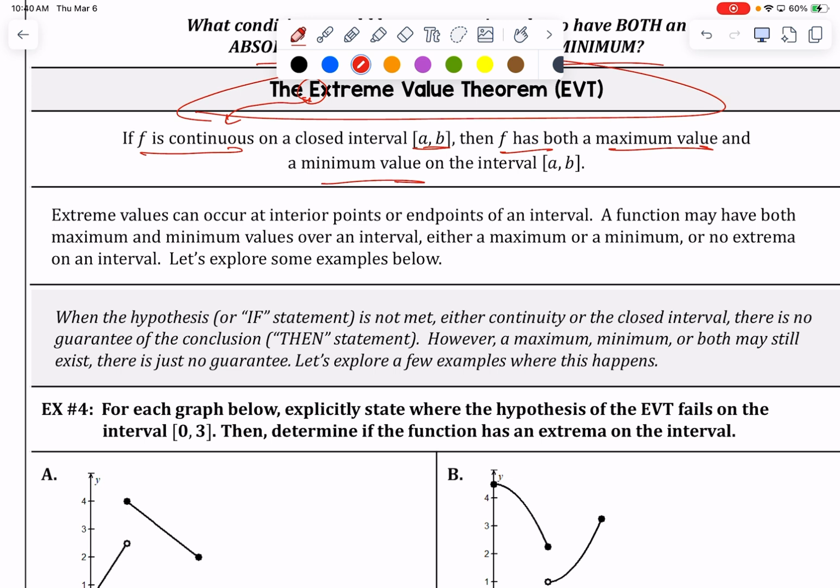Those are going to be called critical values. And you're also going to have to check one more thing. Not just the interior points, you're going to have to also check what? Endpoints. You're going to check interior points and endpoints. That's going to be called the candidates test, and it's going to be your justification for EVT. Okay? So, EVT: if f is continuous on the closed interval from a to b, then f has an absolute max and an absolute min.